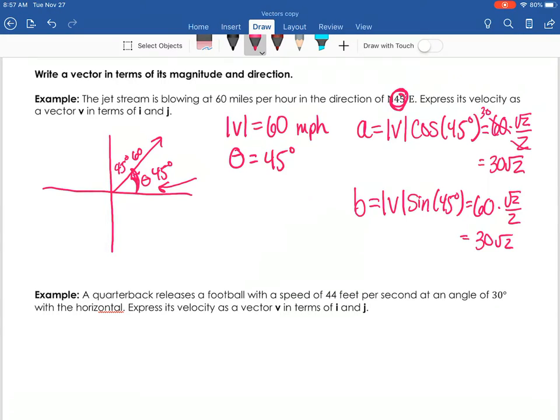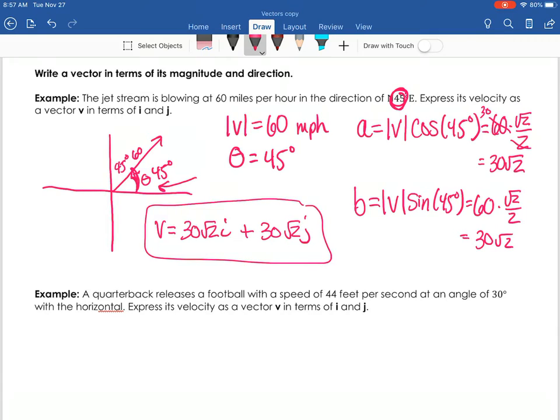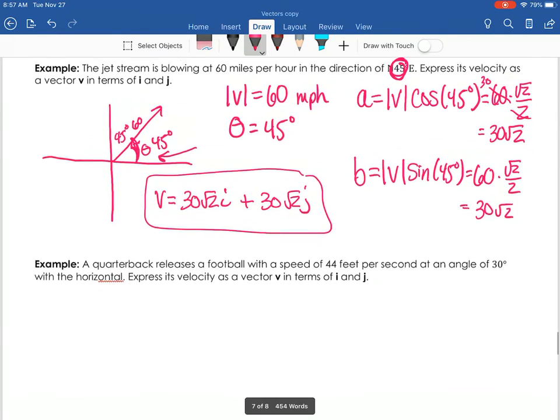So if I want to write this now in ij form, I'm going to have vector v is 30 square root of 2 i plus 30 square root of 2 j. Everybody okay with that one? Okay.